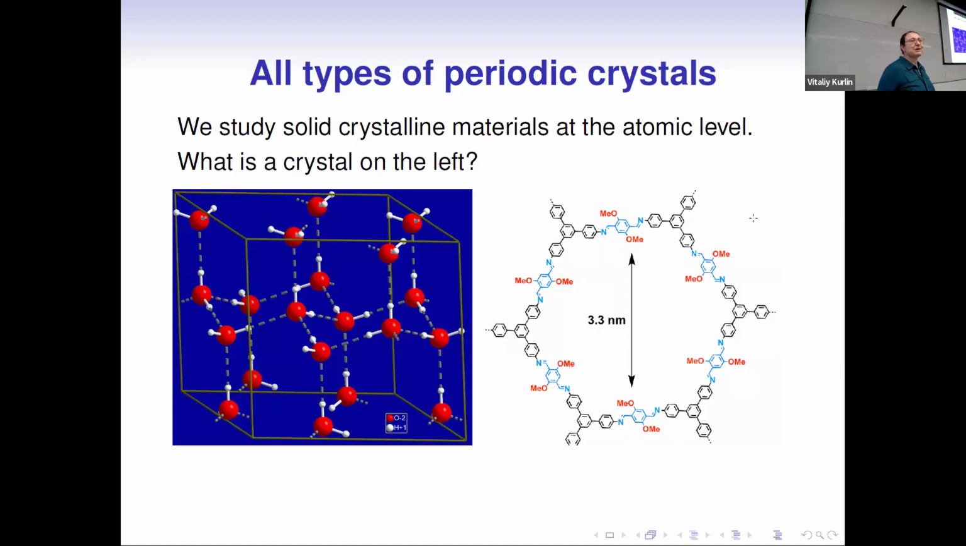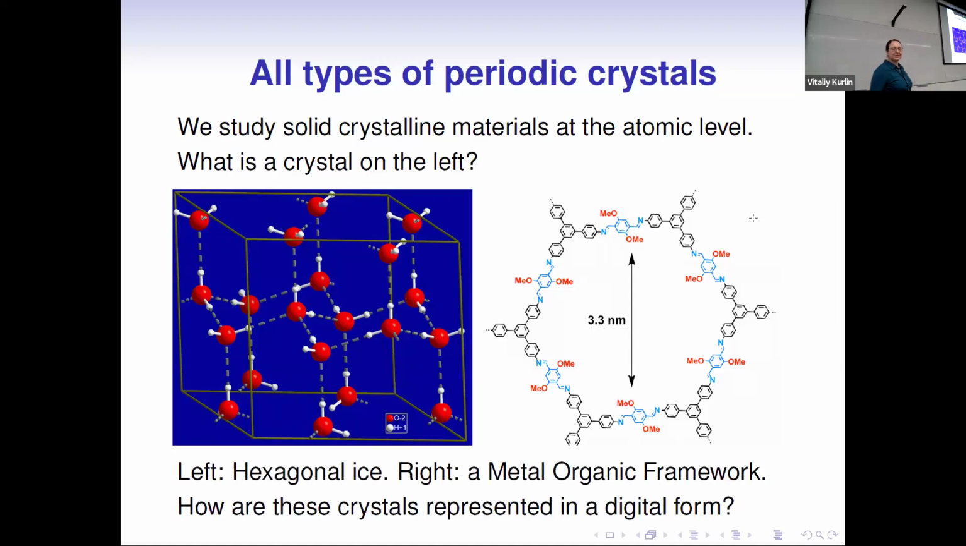Any idea what's on the right? Yeah, that's a more complicated one, and you maybe haven't dealt with that yet. That's a representative from a metal organic framework, so it's something more complicated. But that's how we see things, or try to represent them for ourselves, because we are visual creatures. How are those things represented in digital forms?